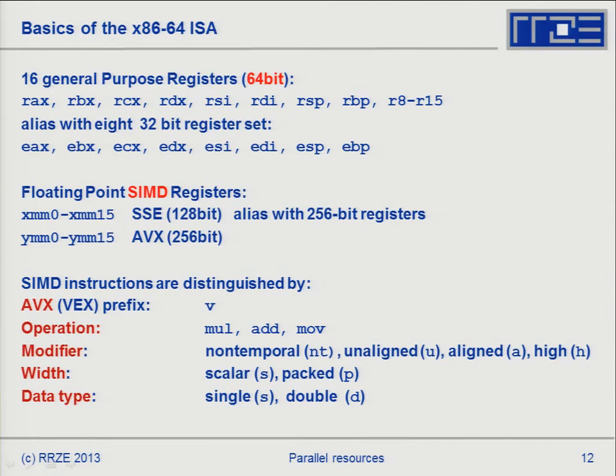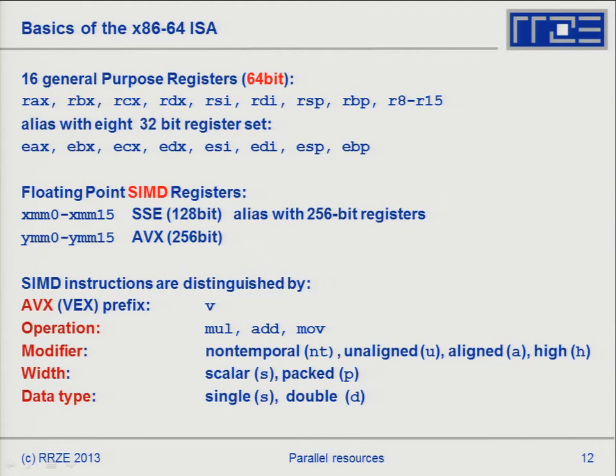For floating point, we have 16 SSE registers. They're called XMM0 to XMM15. They are 16 bytes wide. For AVX, they are called YMM0 to YMM15, and they are 32 bytes wide. And they're also aliased. So there's only one set of registers. So the lower 16 bytes of YMM0 is XMM0.